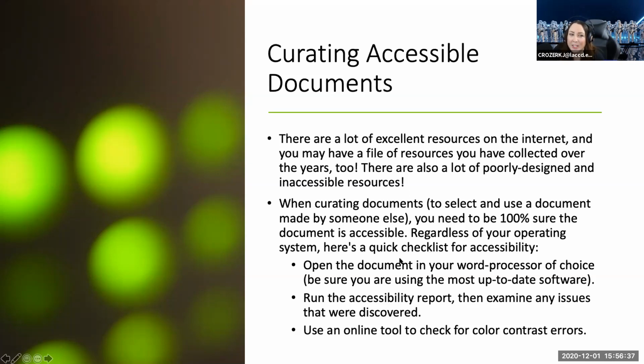So what you want to do is open the document in your word processor of choice, whatever it is, with the most up-to-date software. Run the accessibility report to examine any issues. And then there's a couple different tools we talked about last week where you can check for color contrast. You can run those. Another thing I do is just eyeball it sometimes if I'm rushing a little bit, whether the contrast between the background and the text seems strong enough.